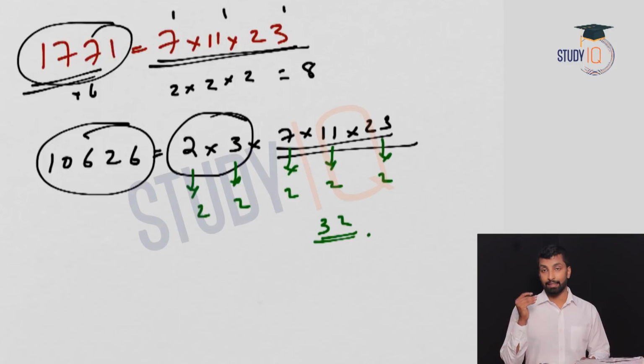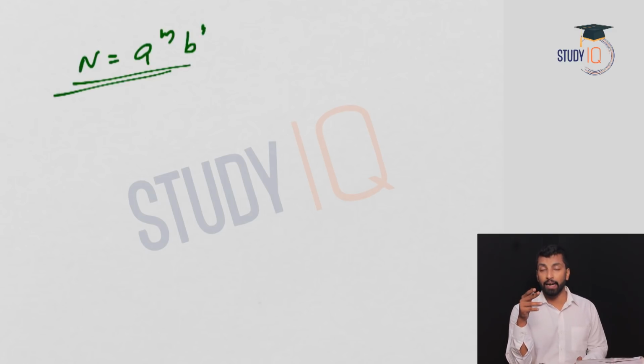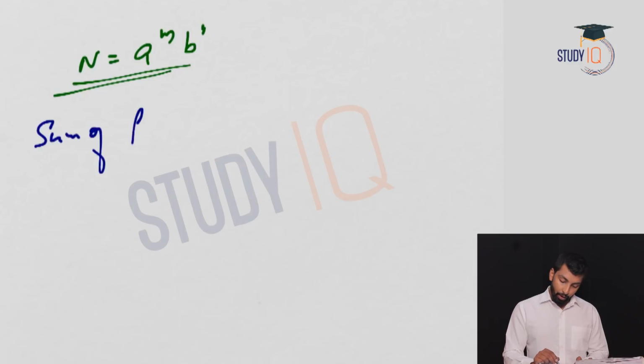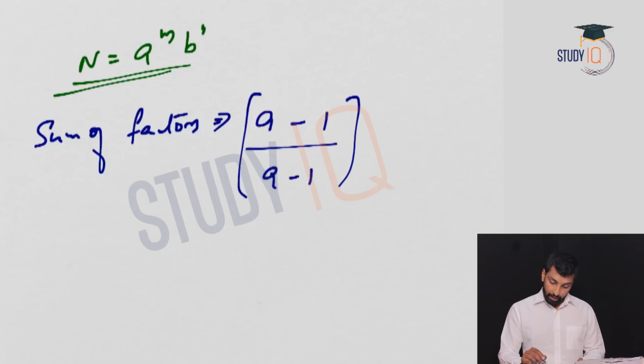Now let's look at the next type, that is sum of factors. Okay, I give you the formula directly, but it is actually very easy. It's like you have number a raised to m, b raised to n. The formula may look difficult, but application will be very easy. I give you examples also, and we will solve examples, then you will realize it. So the sum of factors of this number is, you write here a minus 1 divided by a minus 1, into b minus 1 divided by b minus 1.